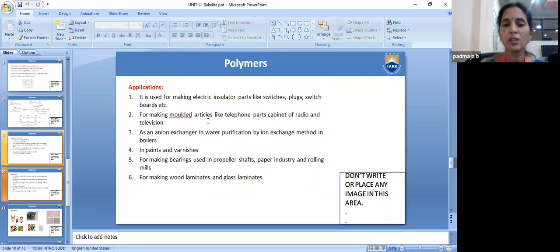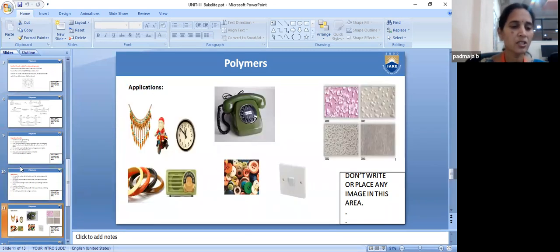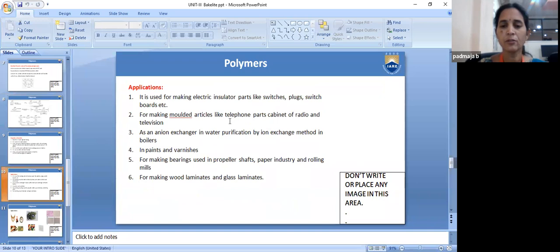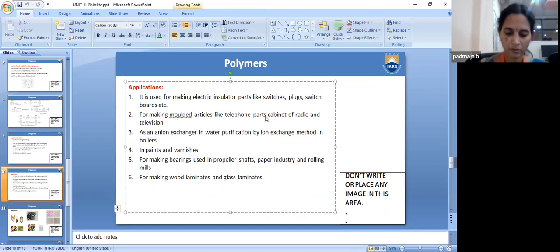Next, for making molded articles like telephone parts, cabinets for radio and television. And we will use it as an anion exchanger resin in water purification by ion exchange method in boilers.